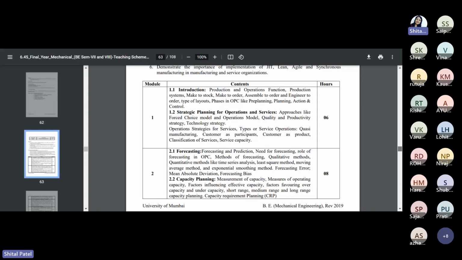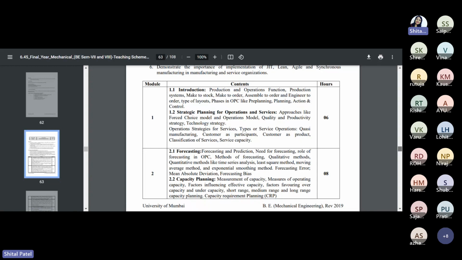So the majority of the time they have asked numericals belonging to the least square method, exponential smoothing method, and then moving average method. Hardly once, I guess, they have asked a numerical belonging to the forecasting error. Right?